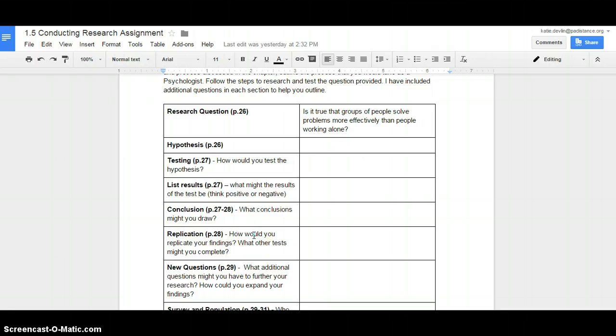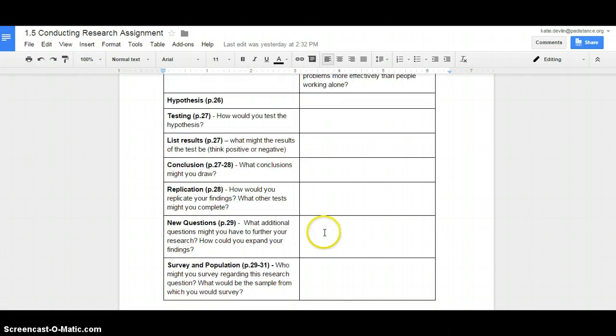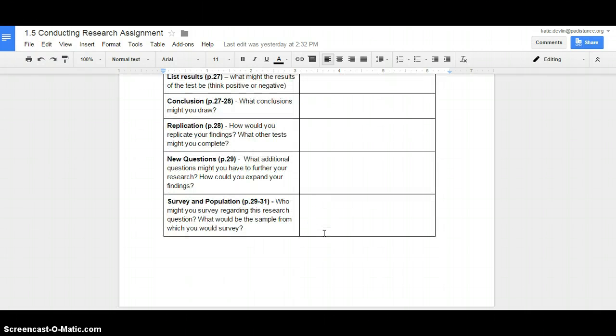We have new questions, which is on page 29. What additional questions might you have to further your research? So here, now that you've come to the conclusion of your study, you're thinking of additional questions to expand your study. And then, last but not least, you have survey and population, and this is present on pages 29 to 31. On this one, it's asking you, who might you survey regarding the question, and what would the sample be?